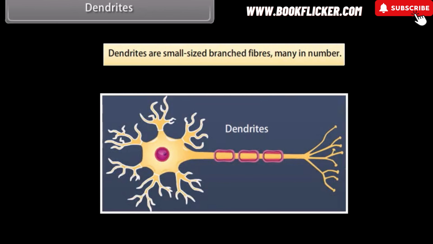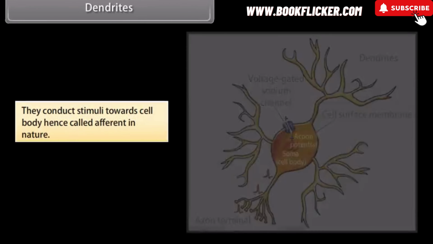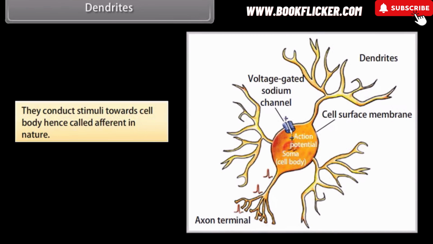Dendrites. Dendrites are small-sized branched fibers, many in number. They conduct stimuli to the cell body, hence called afferent in nature.